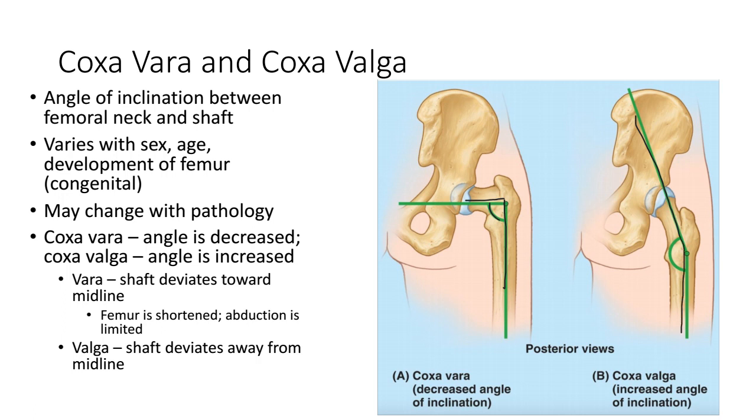Vera means that the shaft will deviate towards the midline because the angle has been decreased, and so the shaft is going to move medially towards the midline. The femur is shortened and abduction is limited then because it's harder to pull that bone vertically than it is horizontally. In valga, the shaft deviates away from the midline.